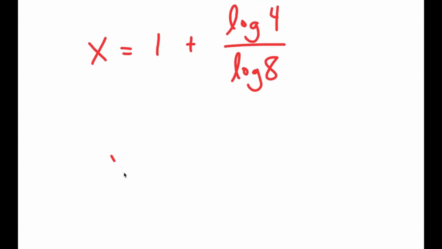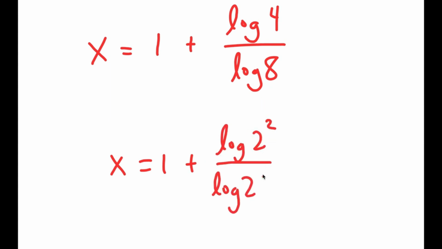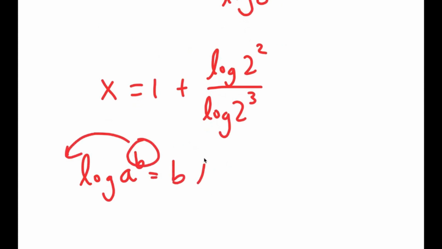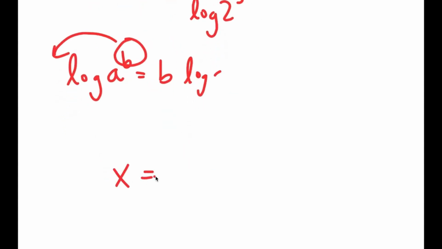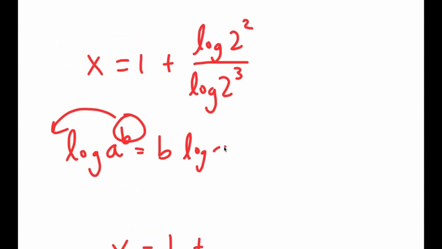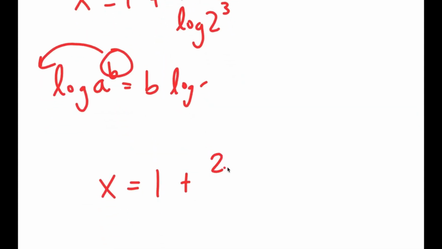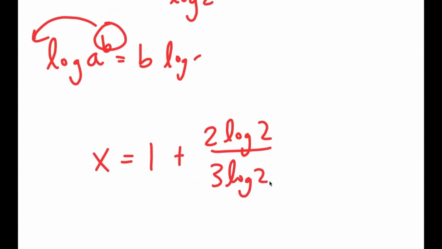Now, log of 4 is the same thing as log of 2 squared, and log of 8 is the same thing as log of 2 to the power of 3. So if I have something in the form log of a to the power of b, again, I can move b to the front, so it's going to be b times log a. That's exactly what I'm going to do with both of these. So I get x is equal to 1 plus, I can move the 2 to the front, so 2 times log 2 over the same thing with 3, so 3 times log 2.